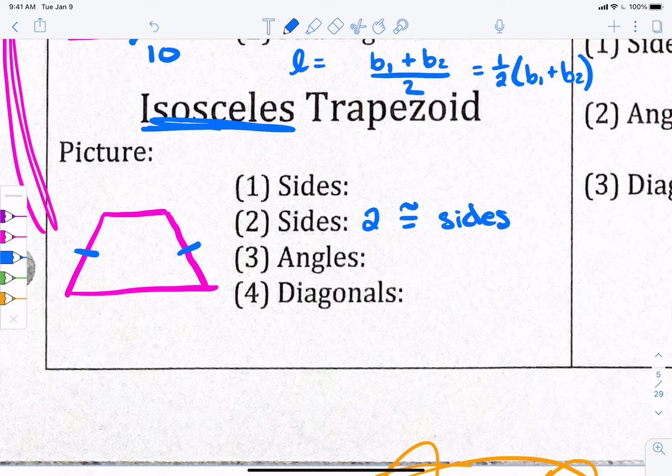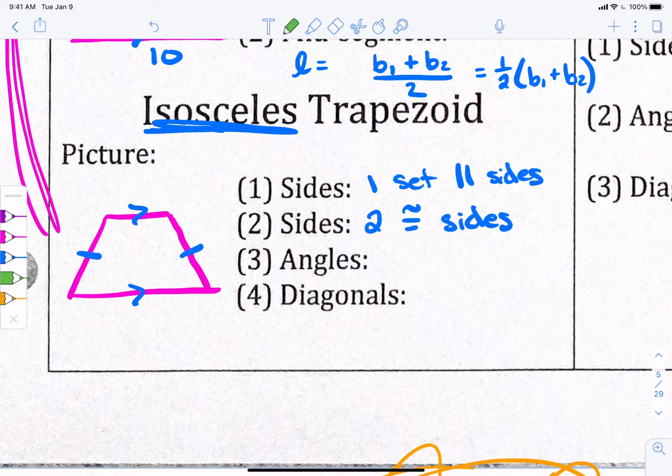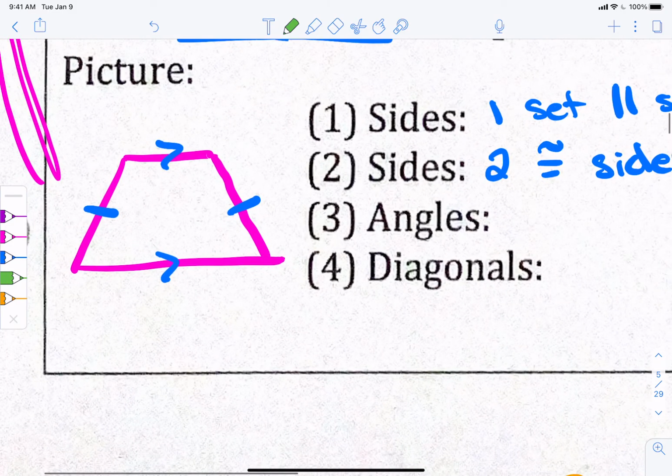Okay. Now, the other thing is the top and the bottom are still parallel. So one set of parallel sides. All right. Let's talk about the angles now. What do we know about the angles? They all add up to be 360, but that's not included in this. The top ones are the same, and the bottom ones are the same measure. Okay?